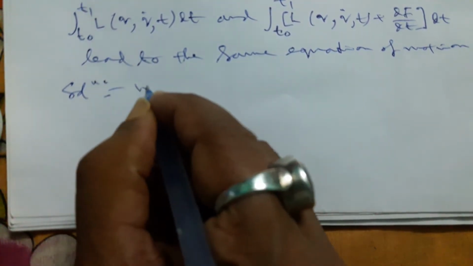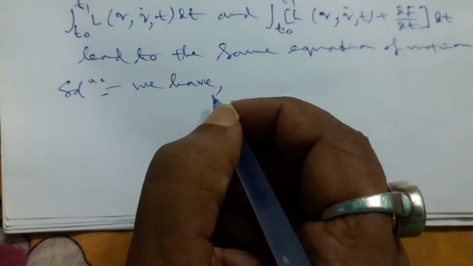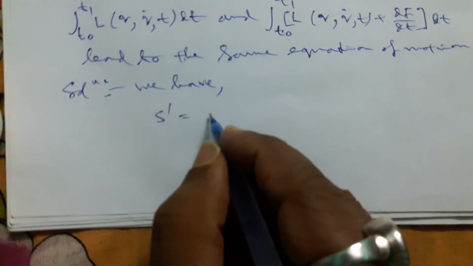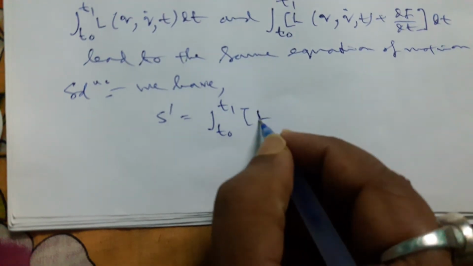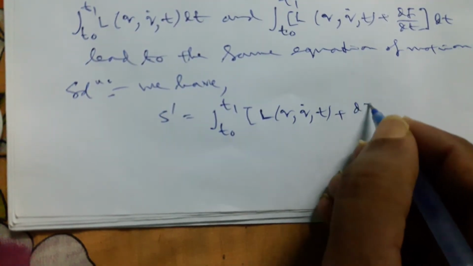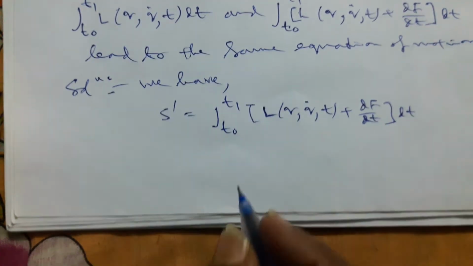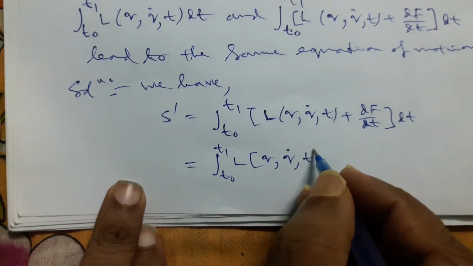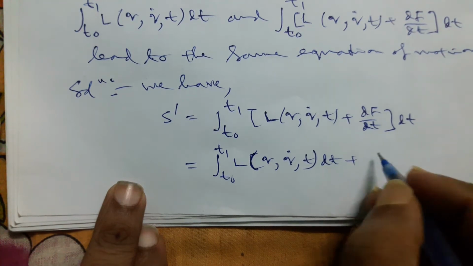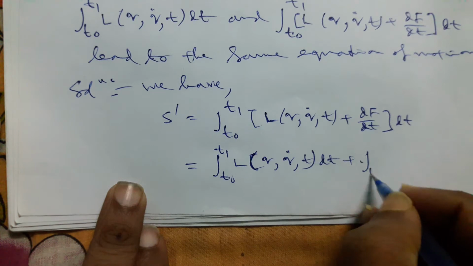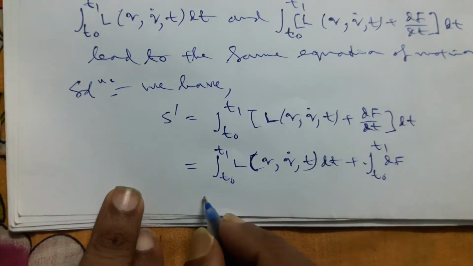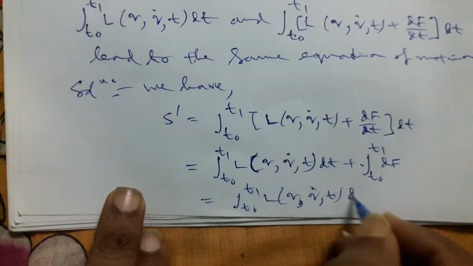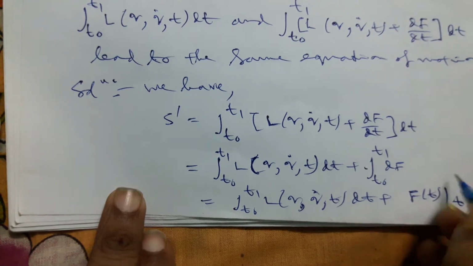For the solution, we have the action of the path, that is S dash. If we consider S dash, it is the integral from t0 to t1 of L of q, q dot, t plus df/dt, dt. If we break it, it is the integral from t0 to t1 of L of q, q dot, t dt, plus the integral from t0 to t1 of df, which will be f of t from t0 to t1.